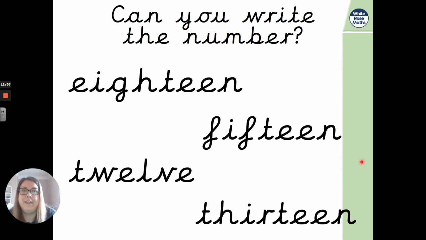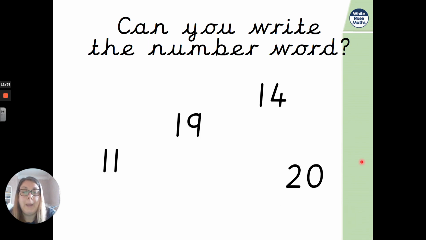Okay, and then this time, quite tricky, but if you've written them down from before, when we copied from the screen, then you should be able to do this. So can you write the number word this time? I've given you some numbers. Can you write the number word of these numbers? Pause the video and have a go.